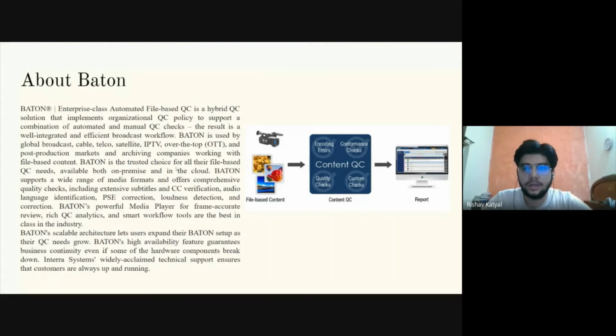About Beton. Beton is the most important product of our company. Beton is an automated file-based QC system. It implements organizational QC policies to support a combination of automated and manual QC checks. Beton is used by global broadcast, cable, telecommunication, satellite, IP TV, OTT, and post production.